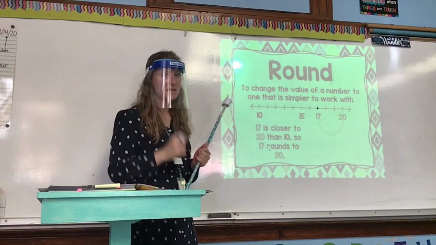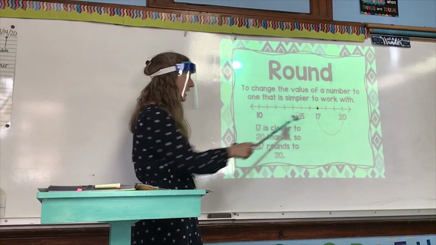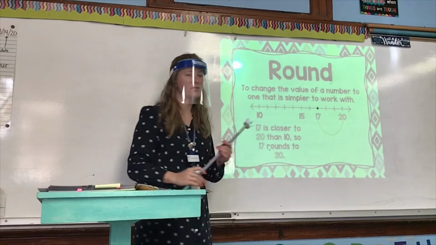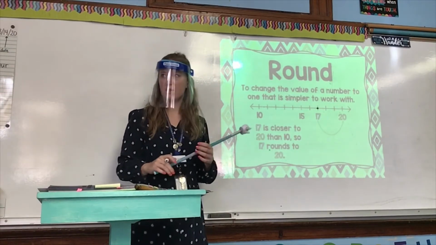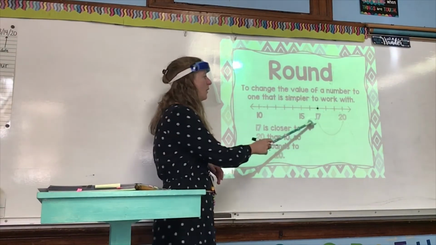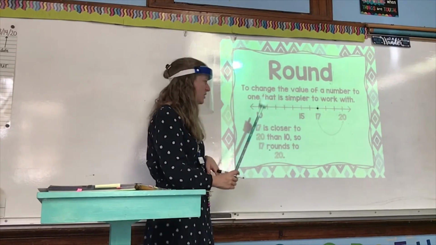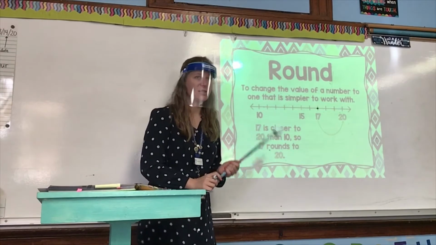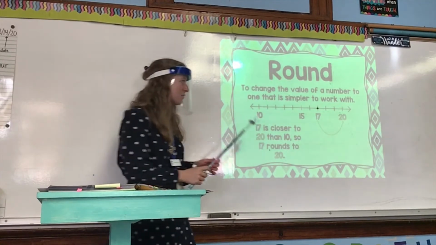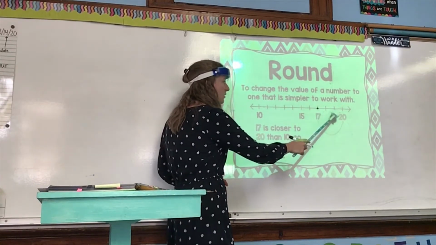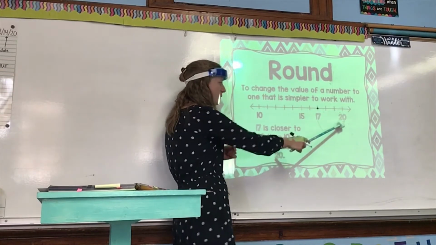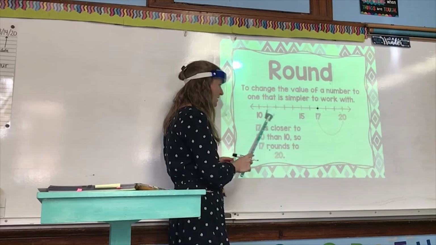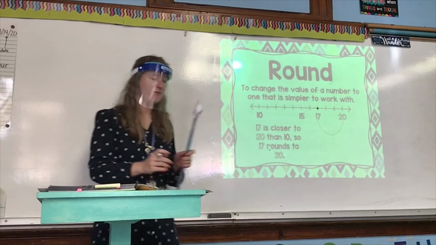Class, focus, eyes on me. Is this number 17 closer to 10 or closer to 20? Victoria? 20. When we round, we are always figuring out which number with a 0 in the ones place a number is closer to. On a number line, it's really easy because we can see it's only 1, 2, 3 little pieces away from 20, but it's 1, 2, 3, 4, 5, 6, 7 away from 10.